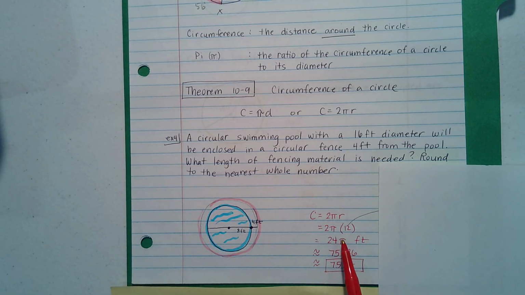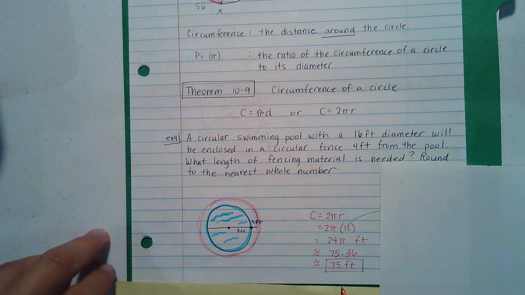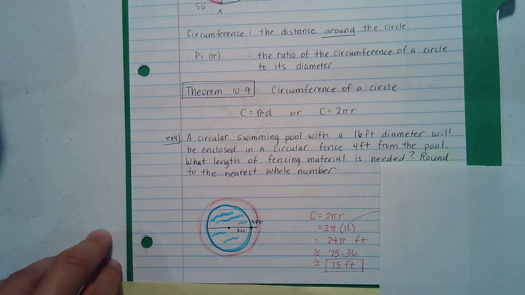So here is our radius. We said it was going to be 12, the whole thing. So that's 24 pi feet, roughly 75.36. So we're going to round off to the nearest whole number. So the amount of fencing for the pool that is needed is 75 feet. Make sure you write your answer in a complete sentence.